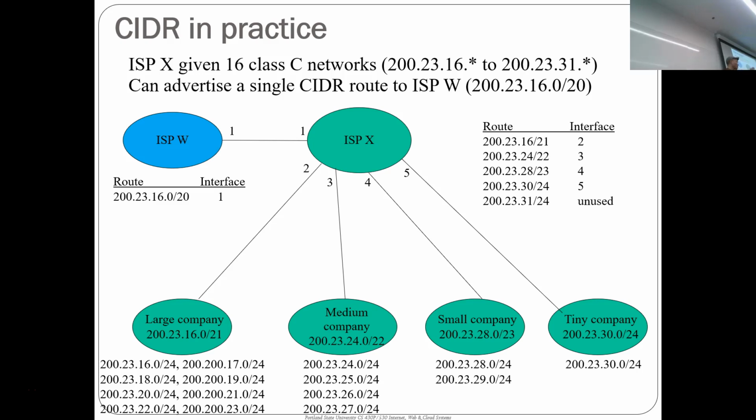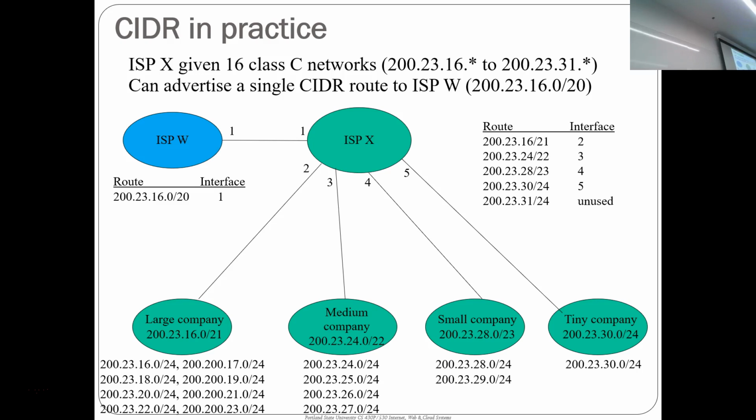Now ISPX has taken this /20 and has split it up. So in this case, it has split it up into 4 different chunks. It takes half of this range and gives it to this large company. It takes a quarter of it and goes to the medium company. It takes an eighth of it, goes to the small company, and a 16th of it goes to this tiny company. And so within ISPX, this half would be a /21. So from the /20, you can allocate a /21. So this is a single route. So ISPX would have these 4 routes in it.